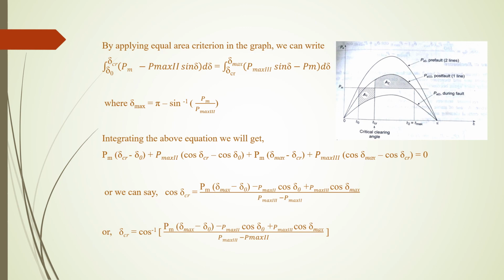Integrating the above equation, we will get Pm into (δCR minus δ0) plus Pmax2 into (cos δCR minus cos δ0) plus Pm into (δmax minus δCR) plus Pmax3 into (cos δmax minus cos δCR) equals 0, or we can say cos δCR equals [Pm into (δmax minus δ0) minus Pmax2 into cos δ0 plus Pmax3 into cos δmax] whole divided by (Pmax3 minus Pmax2), or δCR, the critical clearing angle, equals cos inverse of [Pm into (δmax minus δ0) minus Pmax2 into cos δ0 plus Pmax3 into cos δmax] whole divided by (Pmax3 minus Pmax2).